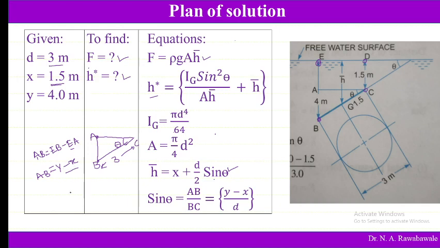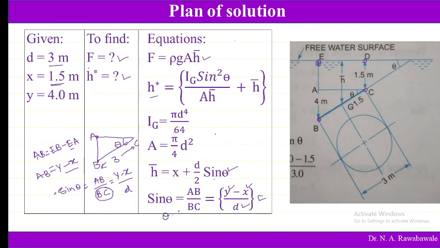So sine theta is equal to opposite side AB divided by hypotenuse BC. Now AB we know, that is Y minus X, and BC is nothing but the diameter of the circle. Therefore sine theta is equal to Y minus X divided by D. We have this equation. We know Y, we know X, we know D. We can find out sine theta, and from this sine theta we can find out theta also.